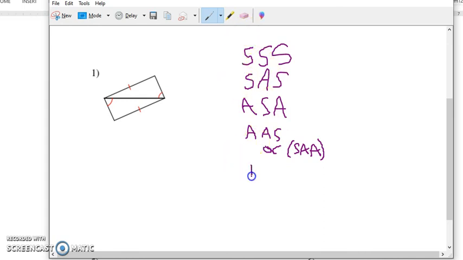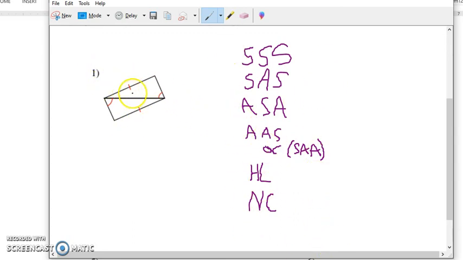There's one more, HL. And HL stands for hypotenuse leg. So those are our 5 options of congruency, and for this, we can also say that they're not congruent. So that's like a 6th option. So I'm going to add that down here. I'm going to add NC for not congruent. So what we want to do is determine which of these fit with number 1.